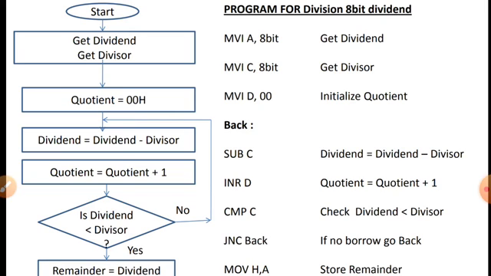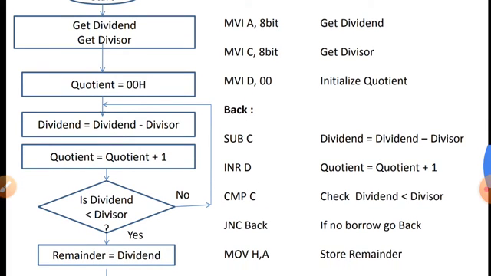So suppose the accumulator is having 7 and the divisor is 2. Once it is subtracted, the accumulator will become 5. And when the accumulator becomes 5, it means we have subtracted one time, then we will increment the value of D, because one quotient is over. So the previous value of quotient is 0, it will become 1.